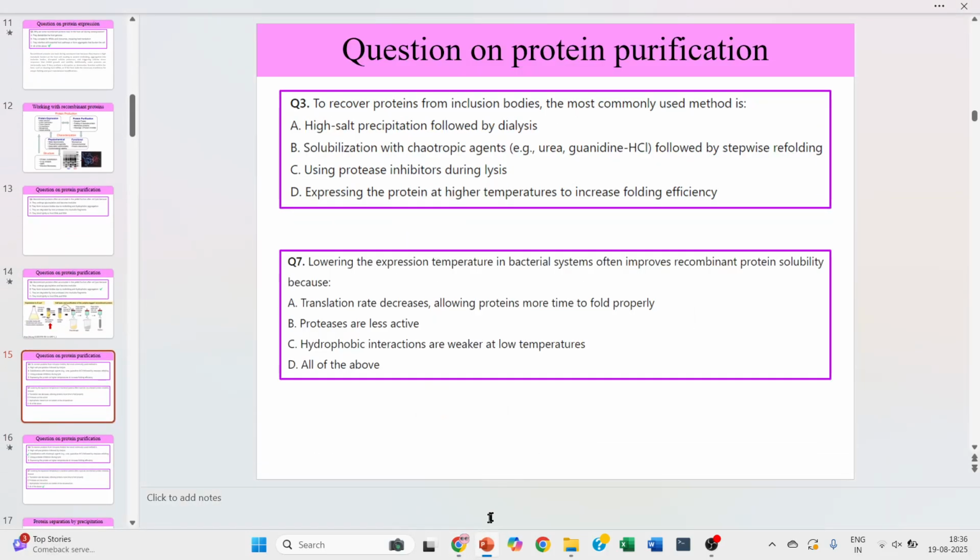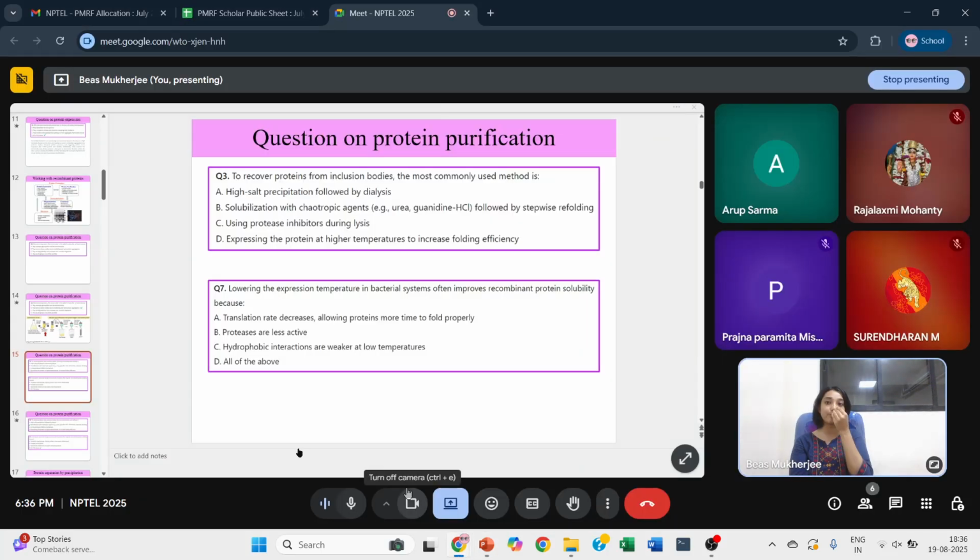Okay, right. So we have two more questions here. Try to answer these two questions. The first question tells you, to recover proteins from inclusion bodies, the most commonly used method is, one is high salt precipitation followed by dialysis, B is solubilization with chaotropic agents such as urea, guanidine hydrochloride, followed by stepwise refolding, and C is using protease inhibitors during lysis and expressing the protein at higher temperature to increase folding efficiency.